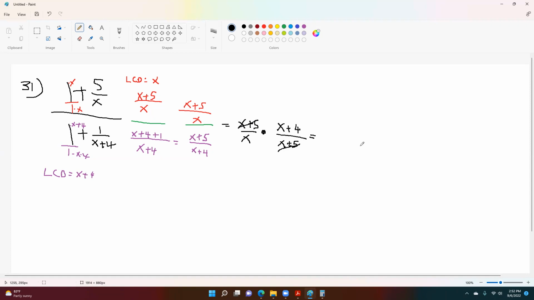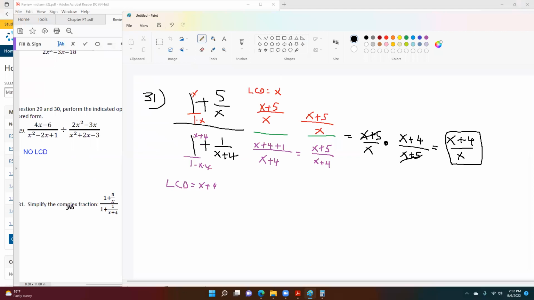The x plus 5 can be canceled because they are the common factor. So what is your answer here? x plus 4 over x. That's it. And don't forget, this is called a complex fraction, and this is how we simplify the complex fraction.